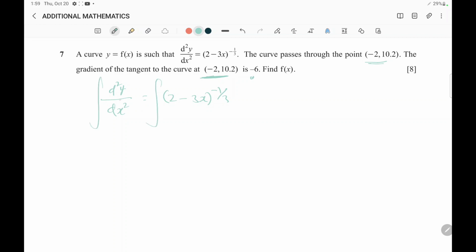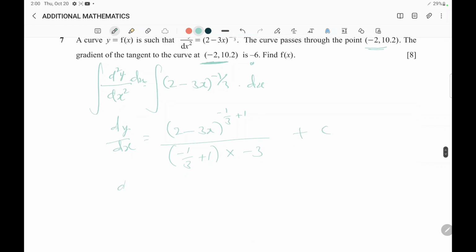Okay, if you integrate once, then d2y over dx square integration is dy over dx. And now we can integrate 2 minus 3x to the power minus 1 over 3 plus 1, over minus 1 over 3 plus 1, times the x coefficient, which is minus 3, and plus c, right? So dy by dx, I will get 2 minus 3x to the power 2 over 3, over 2 over 3 times minus 3, which is minus 2, and plus c.